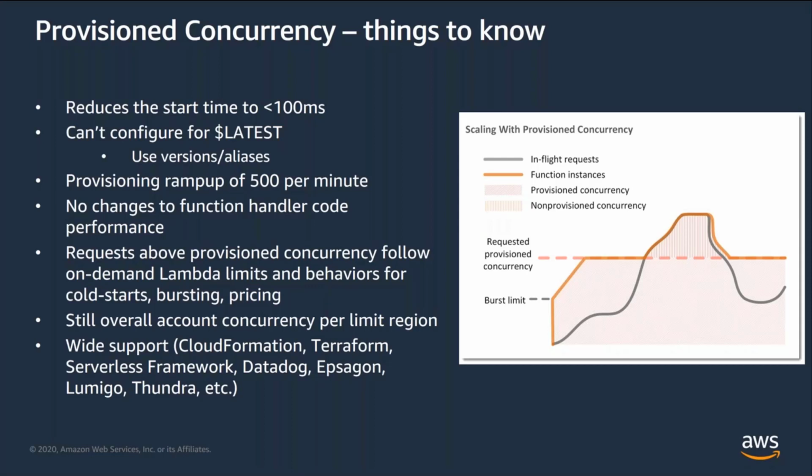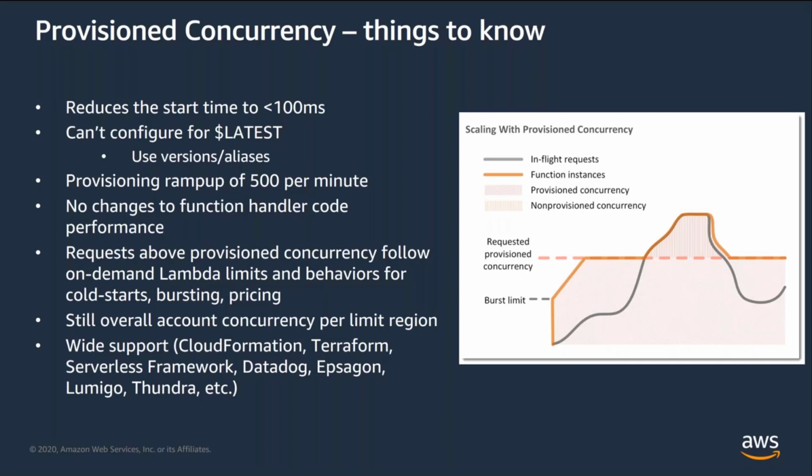Also, if your usage goes above the PC capacity, that's no problem. All of the requests over this number will use regular on-demand Lambda. Invocations in this overage follow the usual on-demand Lambda behavior. Regardless of how you configure provisioned concurrency, overall account concurrency limits per region still apply. If you need higher levels of concurrency, please open a support ticket with us and we can accommodate you.